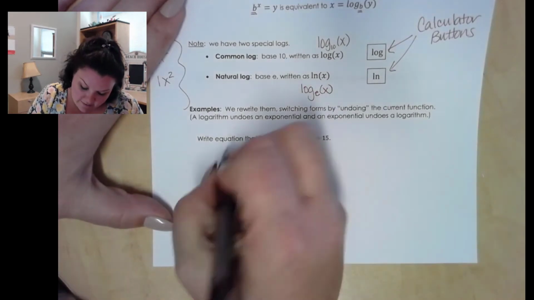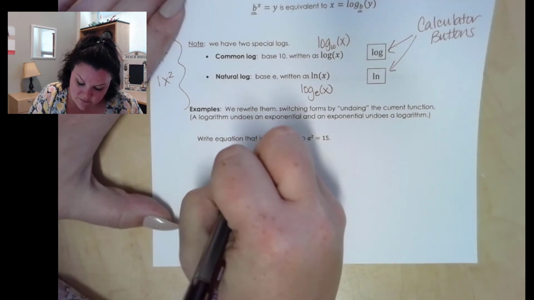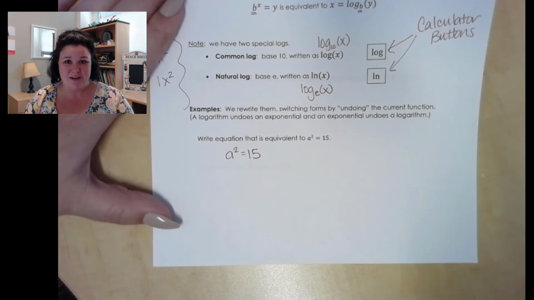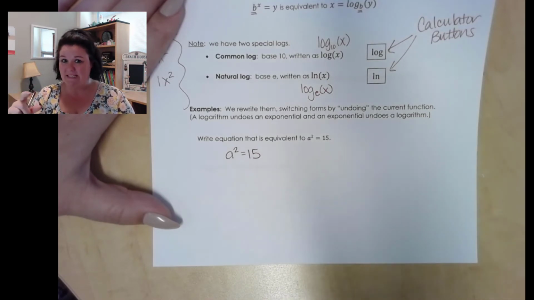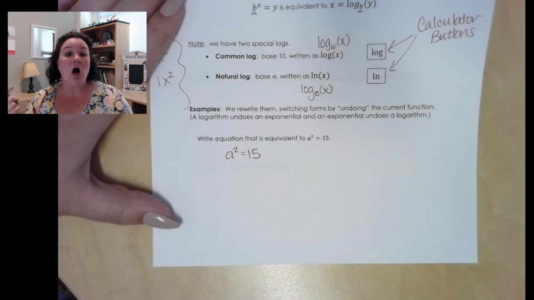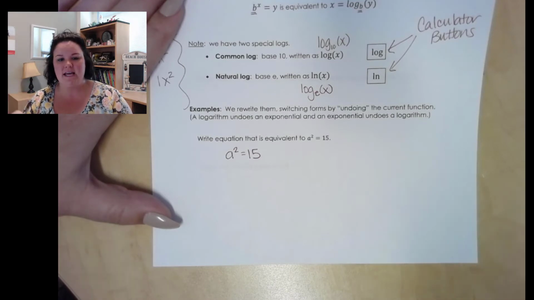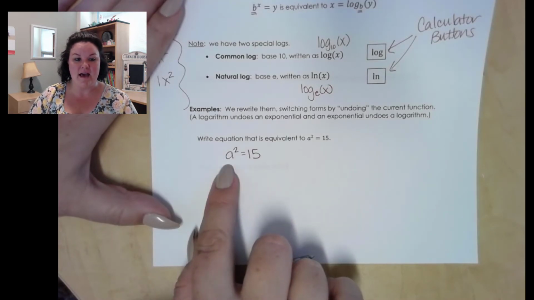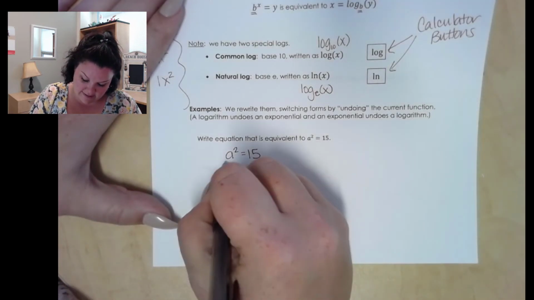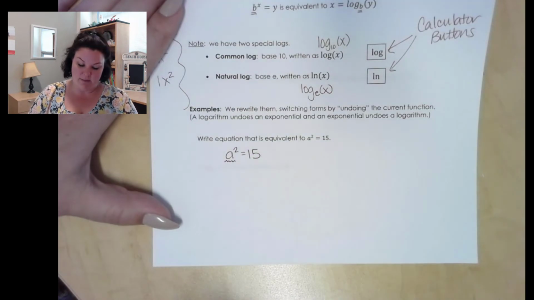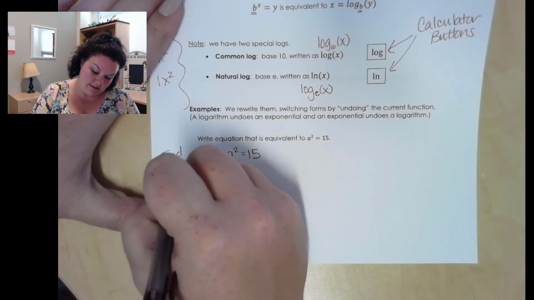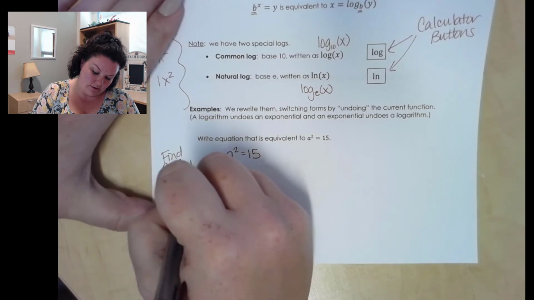Okay, so if I have a squared equals 15, the first thing that I want to do is identify what the base is, right? Because whatever the exponential base is, I want to use the log with the same base to help undo that exponential, so to speak. Okay, so here I can see the thing that I have with an exponent is a. A is my base. So I'm just going to say find base first.